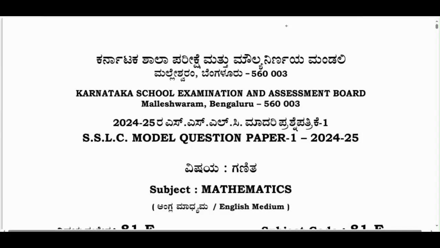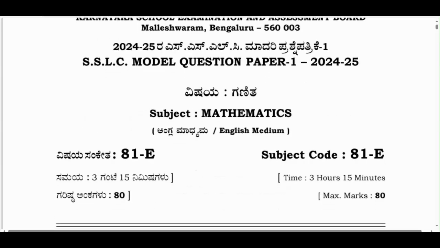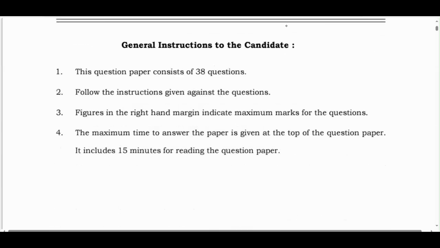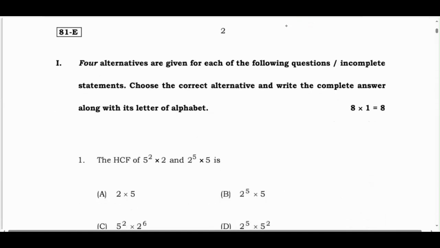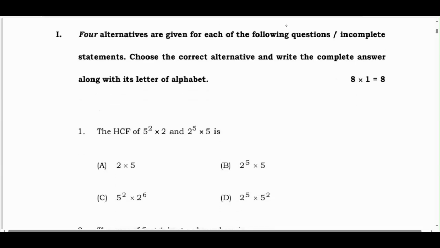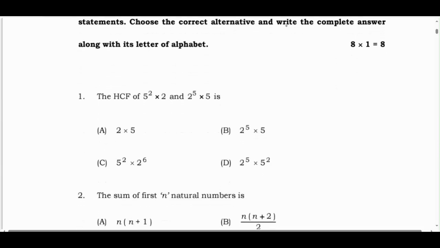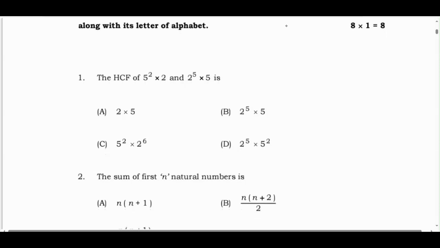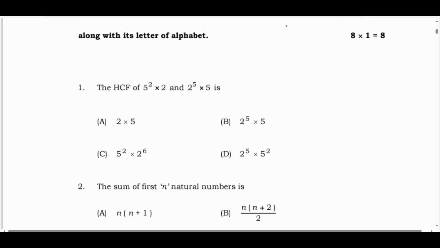Today I am here to solve the Karnataka School Examination and Assessment Board SSLC Model Question Paper 24-25, Part 1. In this paper I am going to discuss Model Question Paper 1 with a few questions. Okay, so here we'll start with the questions. The first part consists of four alternatives given for each of the following questions or incomplete statements. Choose the correct alternative and write the complete answer along with the letter of the alphabet. Here we have one-mark questions, and 8 questions we have to attend.